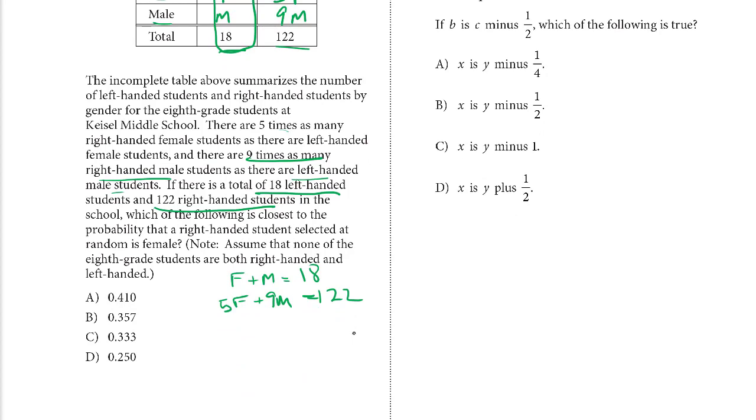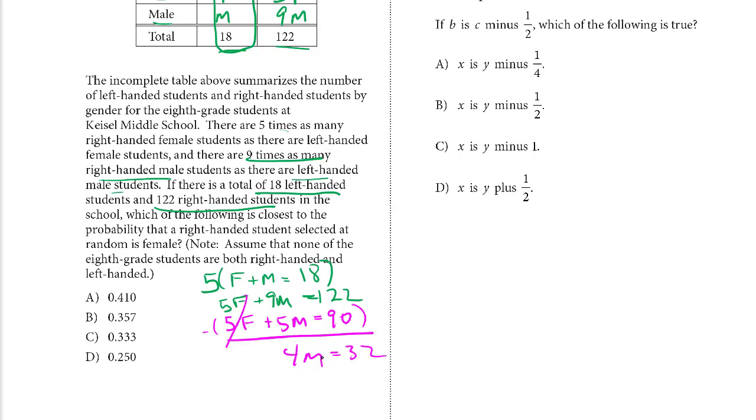Now I want to solve both equations. So what might I do here? I multiply the first one by 5. I'm going to try to cancel on the variable F. So what does that really become? I'll write that in a different color below here. That becomes 5F plus 5M equals 5 times 18, which is 90. So I'm going to subtract that from our second equation. 5F minus 5F cancels. 9M minus 5M is 4M. And 122 minus 90 is 32.